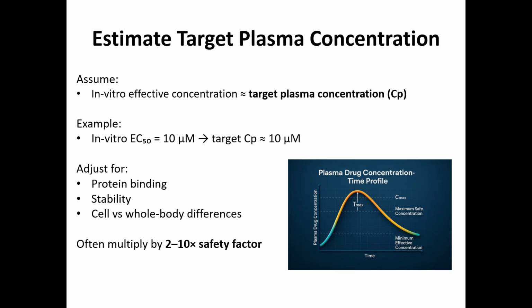Estimate the target plasma concentration. Assume the in vitro effective concentration equals the target plasma concentration, Cp. Example, in vitro EC₅₀ is around 10 micromolar, so this gives a target Cp of approximately 10 micromolar. Adjust for protein binding, stability and cell versus whole body differences. Often multiply by a safety factor of 2 to 10x.